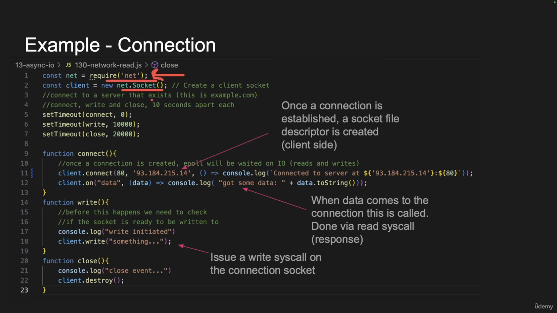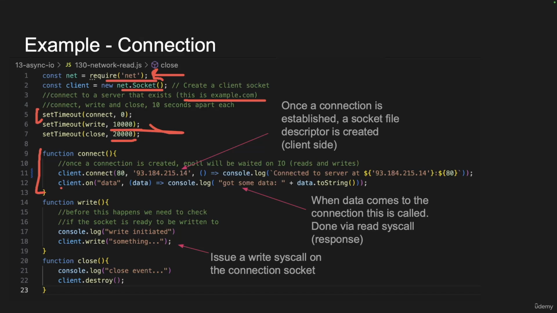We want to connect to a server that exists. example.com is always a good example here. I'm going to do a timeout here. After 0 seconds, immediately connect. After 10 seconds, I want to write something. And after 20 seconds, I want to close. And connect to example.com.